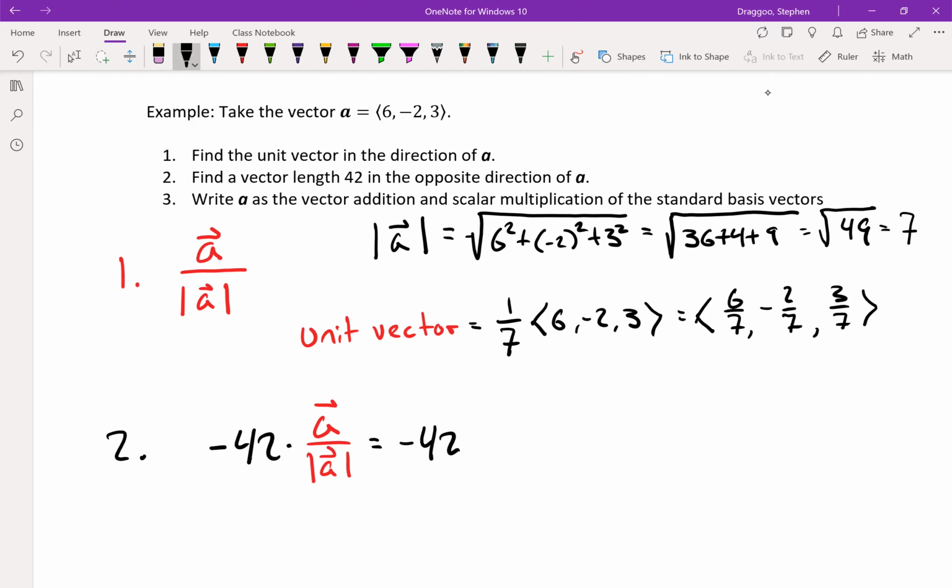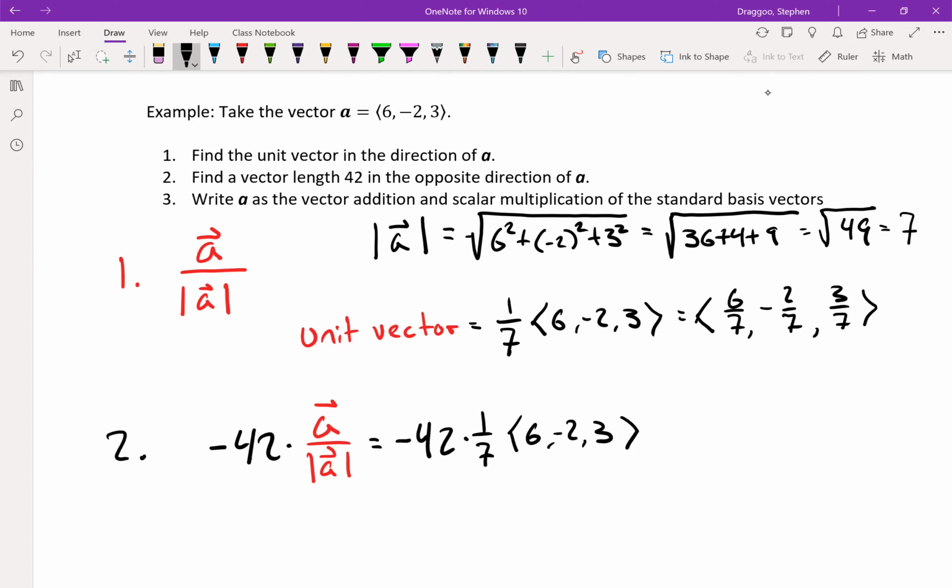So to explain where all that's coming from, we know we want a length of 42. So I'm multiplying the 42 into the unit vector, which already has a magnitude of only 1. So magnitude of 1 times the magnitude of 42 will be a magnitude of 42. And I want to go in the opposite direction of A, so I'm multiplying by a negative. So negative 42 times 1/7 times the vector 6, negative 2, 3.